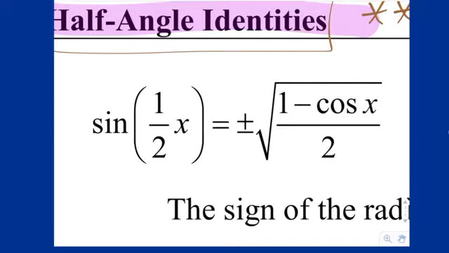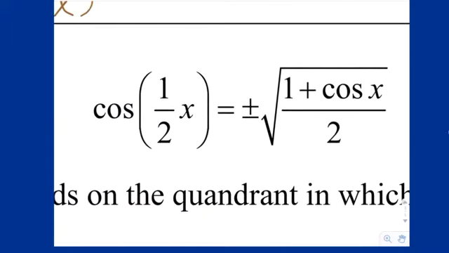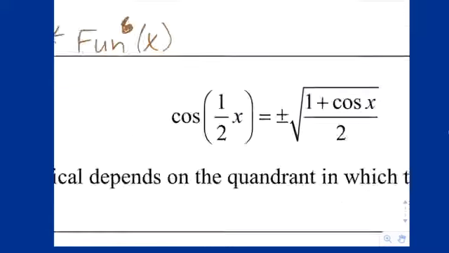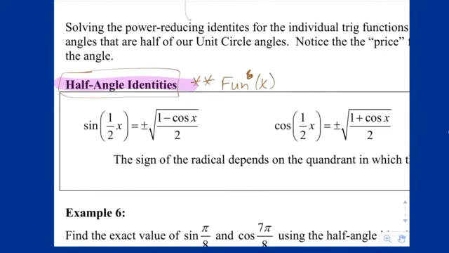Sine of 1/2 of an angle x is equal to, and this is part of what makes it so darn fun, plus or minus the square root of 1 minus cosine x over 2. And the cosine one, cosine also of half an angle x, is also equal to plus or minus the square root of 1 plus cosine x over 2. Anyone notice anything about these two guys? They are almost the same, but for what? The plus sign here for cosine and the minus sign there for sine.